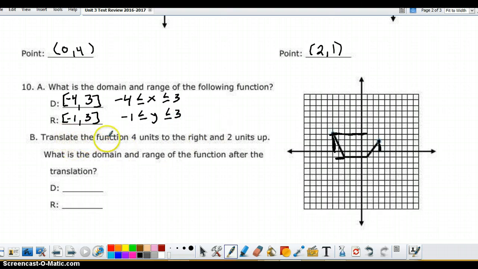So then if we translate the function 4 units to the right, remember, going right's going to affect the domain, and 2 units up, that's going to affect the range. What is the domain and range of the function after the translation? So if I go 4 units to the right, whoops, that's 5, isn't it? Looking back at that, that's not 4, that's 5. Make sure you count correctly because I counted wrong right there.